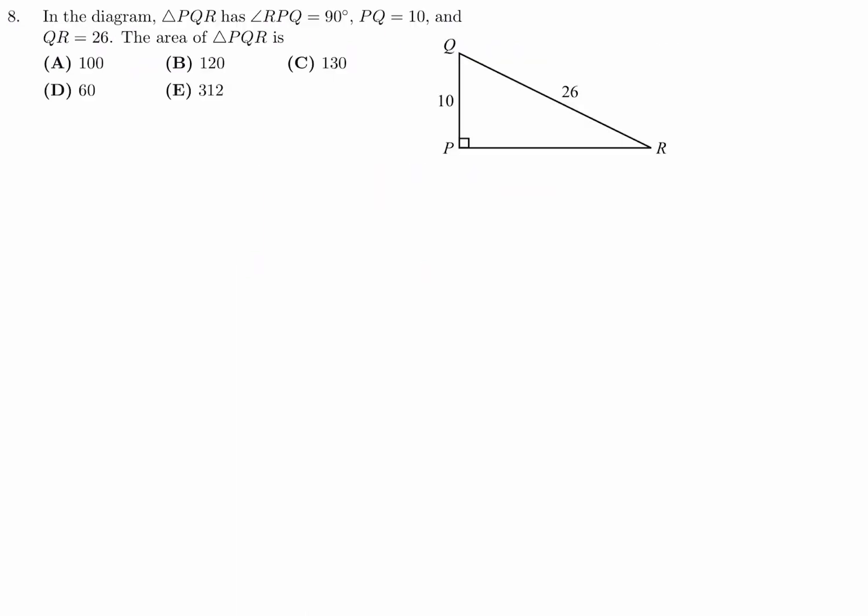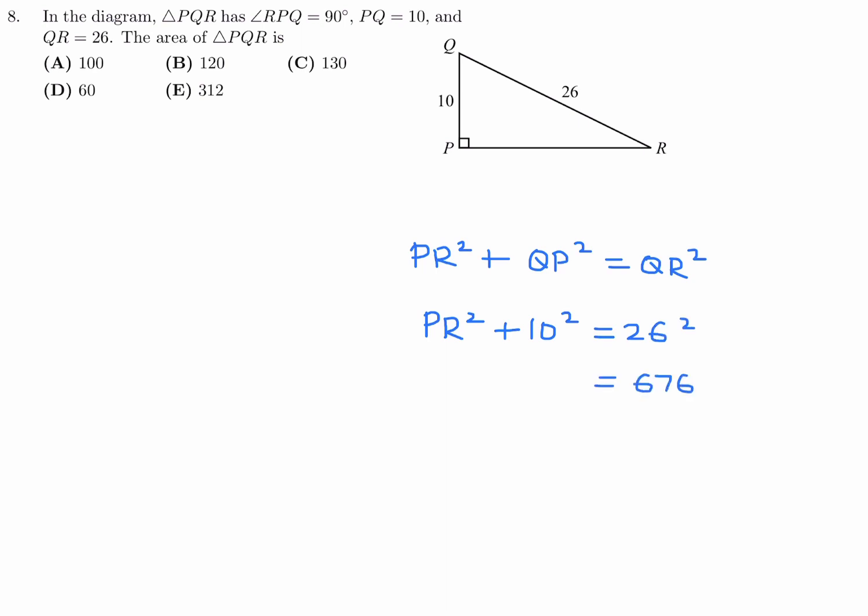In the diagram, triangle PQR has angle RPQ equal to 90 degrees. PQ is 10 and QR is 26. The area of PQR is. The first thing we need to figure out is the length of PR. And that can be easily figured out using Pythagoras. PR squared plus QP squared is equal to QR squared. So PR squared plus 10 squared is 26 squared. So 676 minus 100 is equal to PR squared, and therefore PR will be 24. So this is 24 right here.